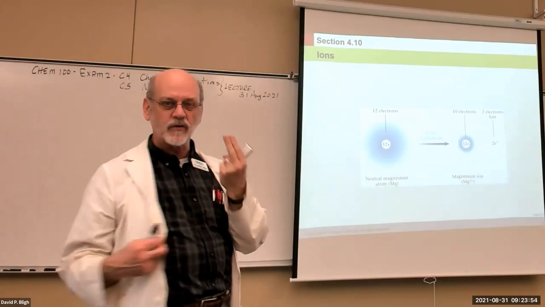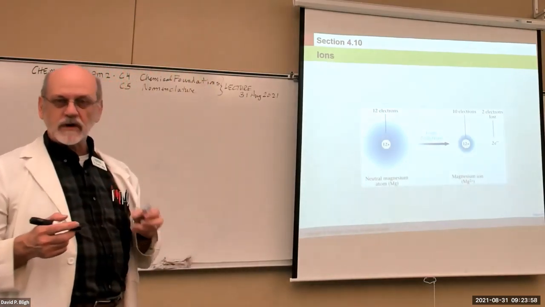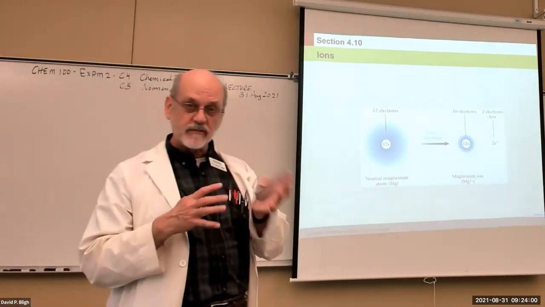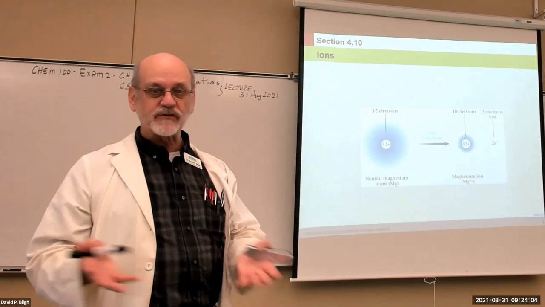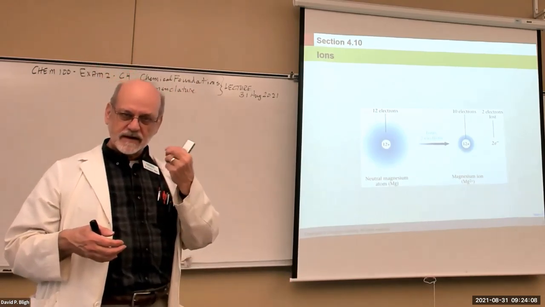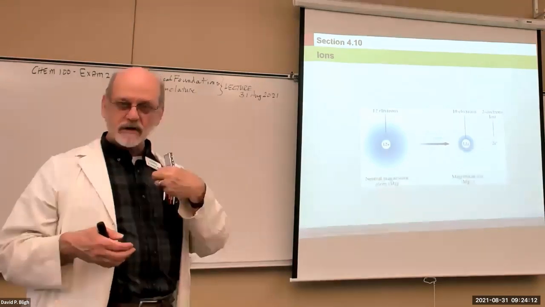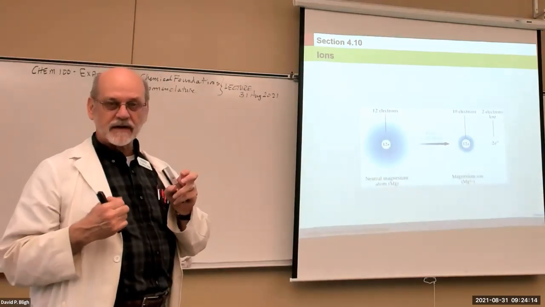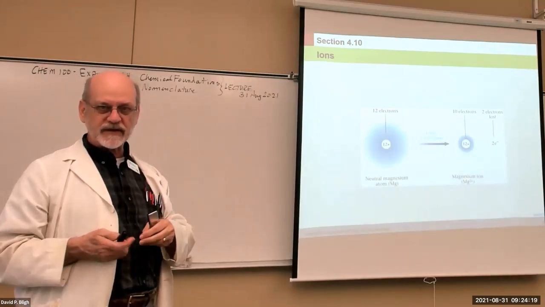But how do we change the ratio? That's the key. If we change the ratio of positive to negative by changing the number of protons, then we get a different element. So we can't mess with the protons. The balance has to be in either acquiring electrons or giving up electrons. If we do that, then we can shift the balance toward the negative or the positive, as the case may be.